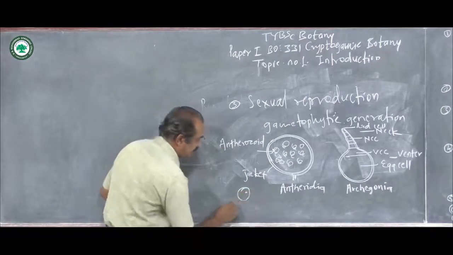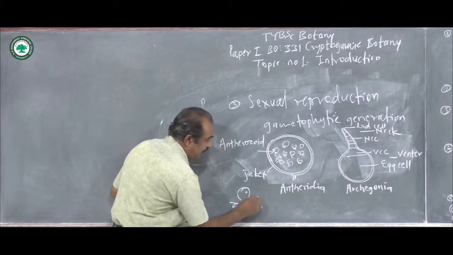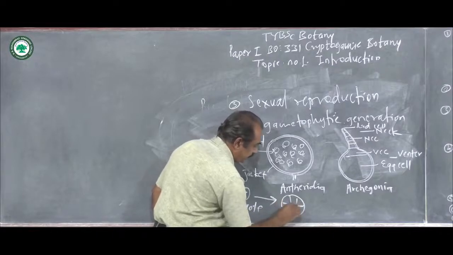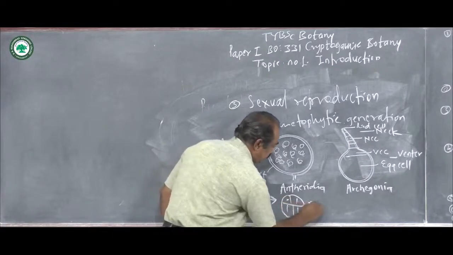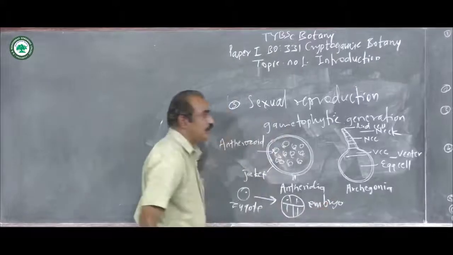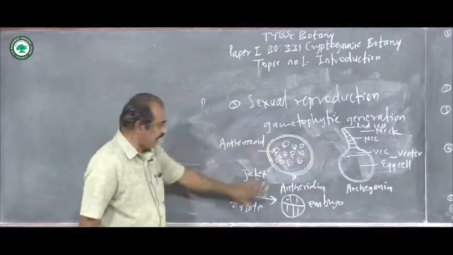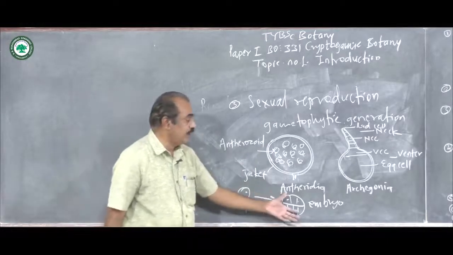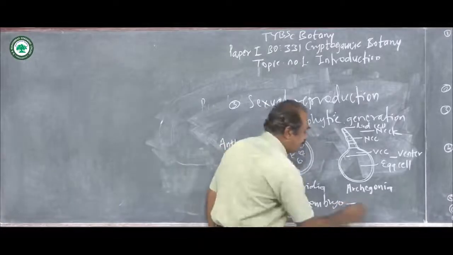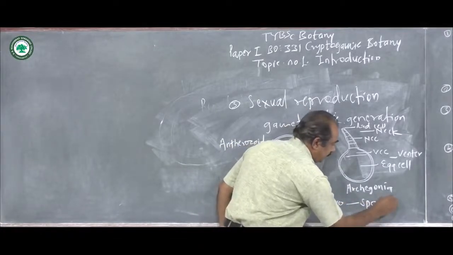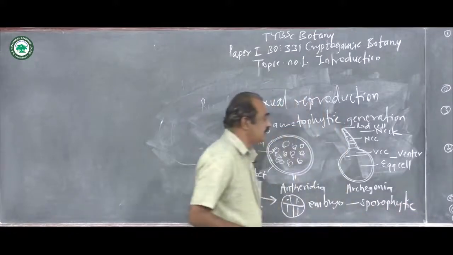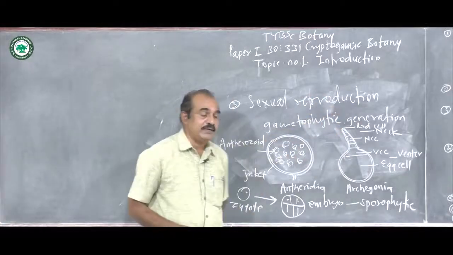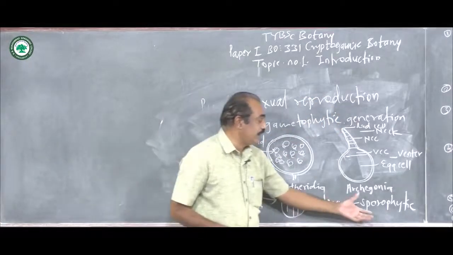After fertilization, the zygote is formed, which is diploid, and this zygote by division and redivision develops into an embryo, and this embryo develops into a sporophytic plant. That means these two structures, antheridia and archegonia, are developed on the gametophytic plant, while the embryo develops into the sporophytic plant.